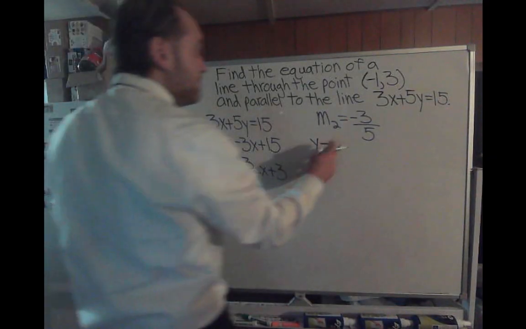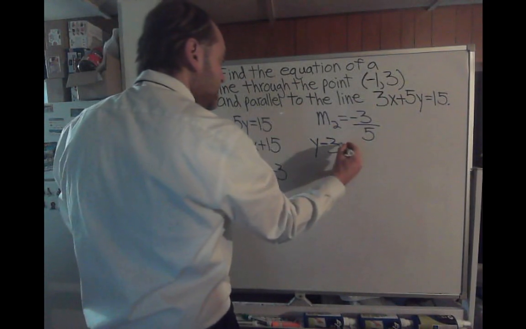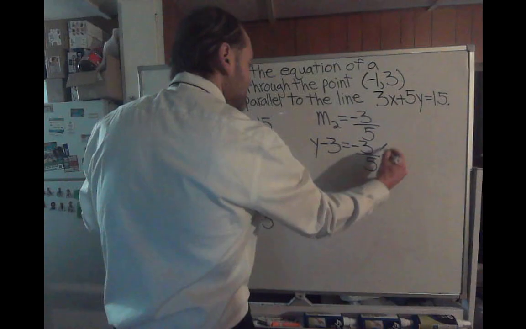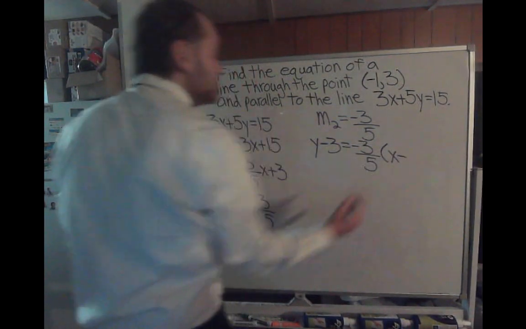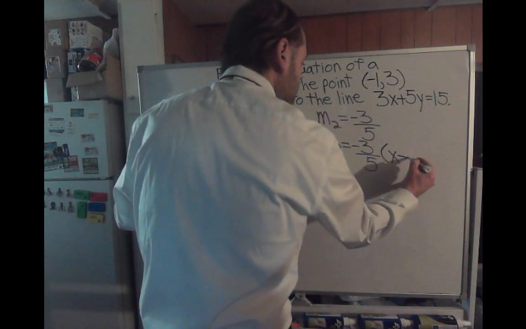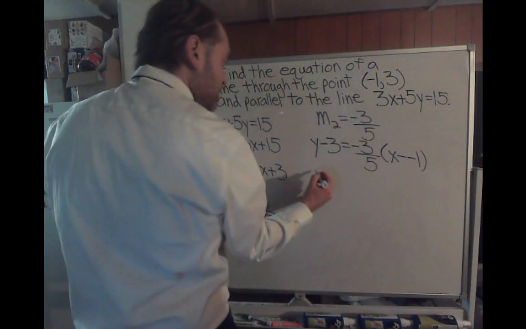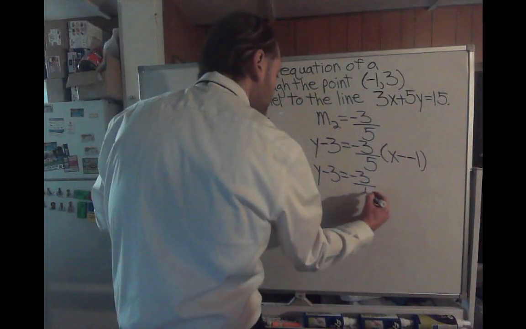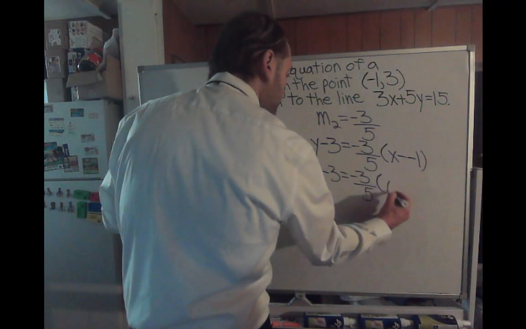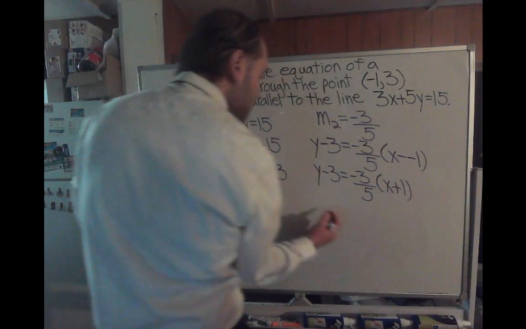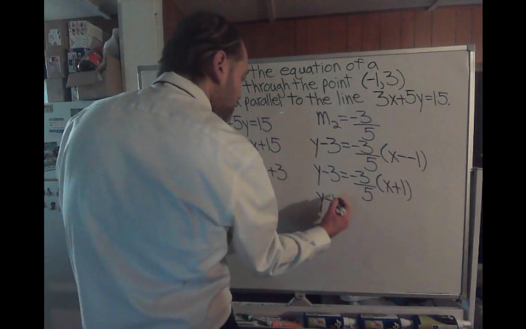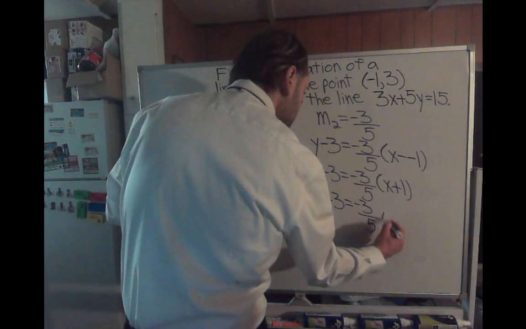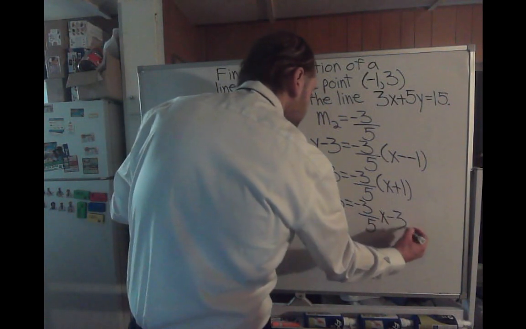So you would take y minus your y coordinate of 3, set that equal to negative 3/5, which is your slope, times x minus the x coordinate of the point, x minus negative 1, which would turn into y minus 3 equals negative 3/5 times x plus 1, which would end up giving you y minus 3 equals negative 3/5 x minus 3/5.